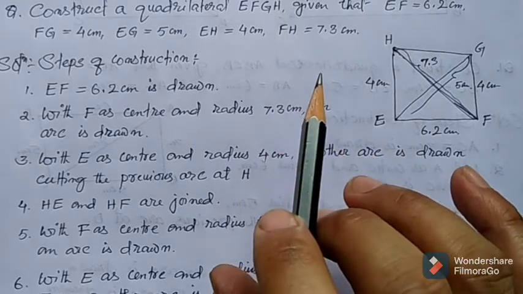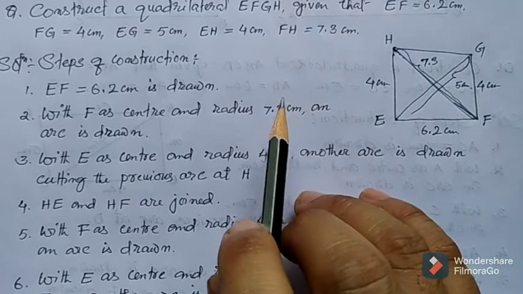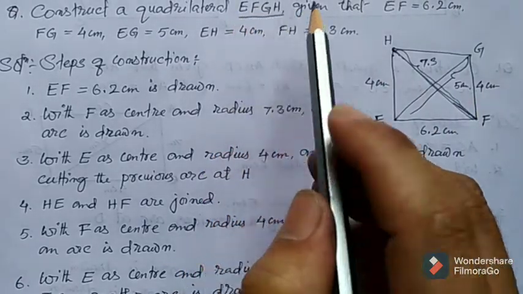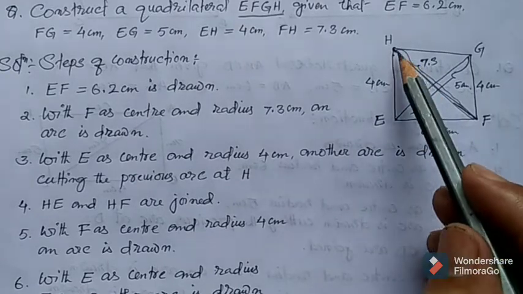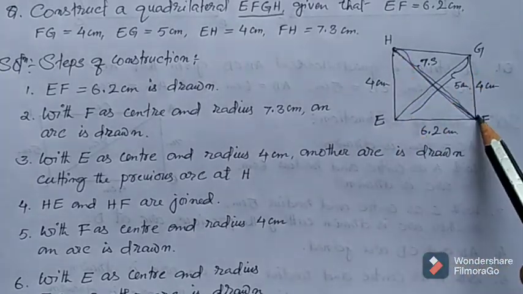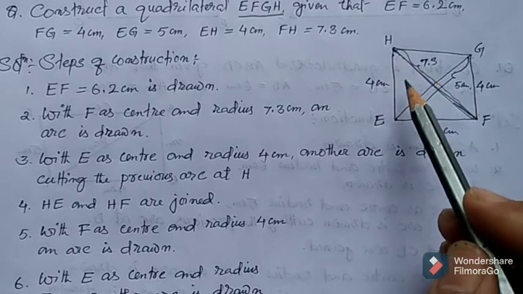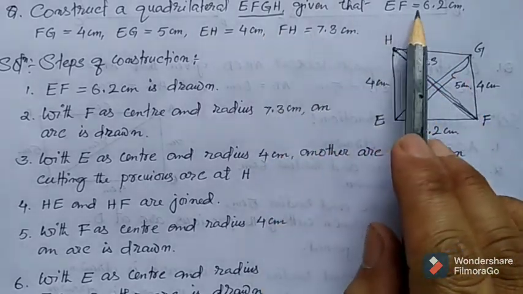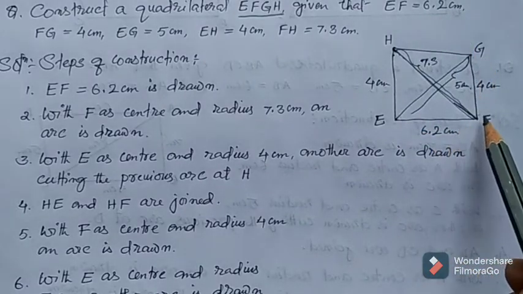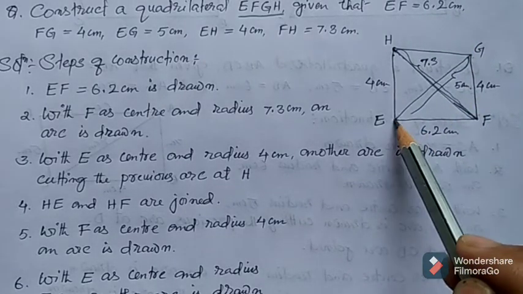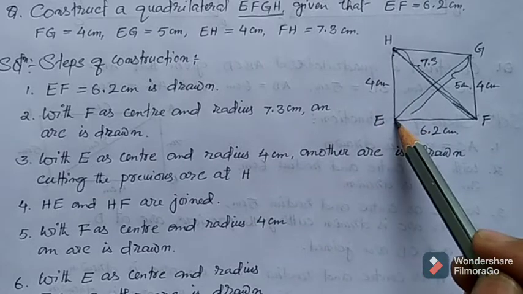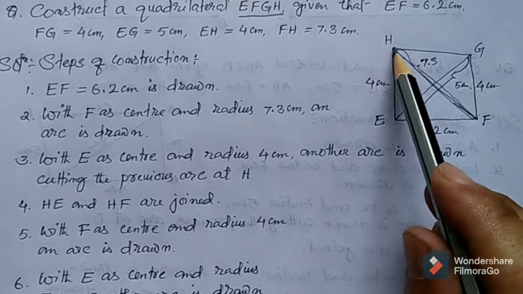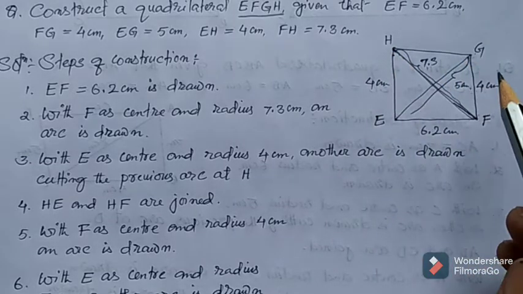Before we start the steps of construction, draw a rough diagram of quadrilateral EFGH without measurement. So we draw a quadrilateral and name it EFGH. Then write the given lengths. The length of EF is given to be 6.2. We write 6.2. Then FG 4 cm, EH 4 cm, EG 5 cm. This is a diagonal, and another diagonal FH is 7.3.